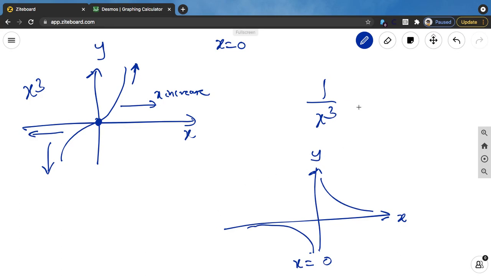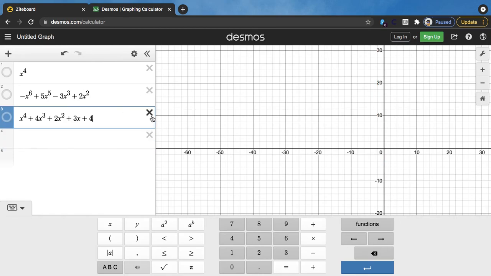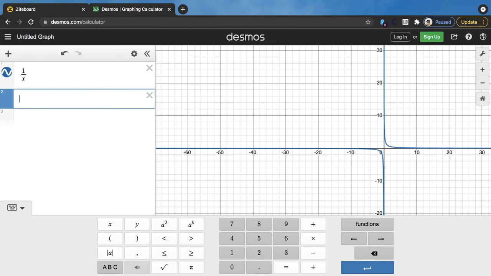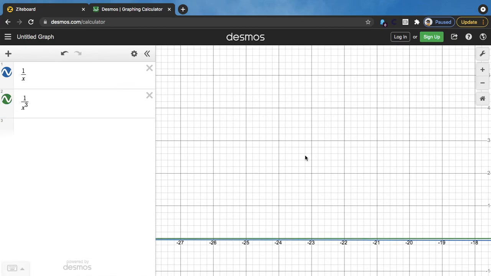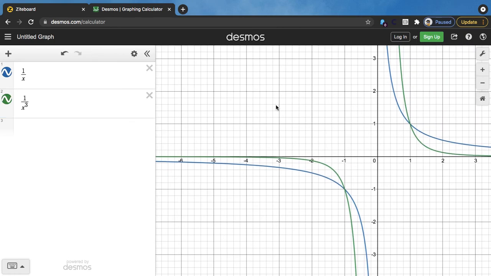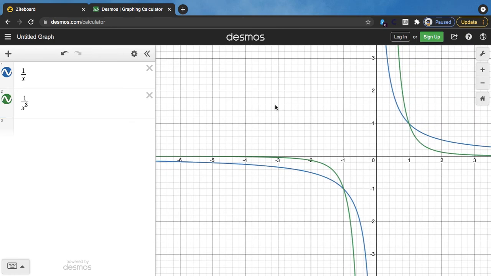If you compare, 1 by x cube is looking very similar to 1 by x. Now how do we differentiate? Let's graph that and check. Let's graph both 1 by x. Some of you must have already guessed it, but let's see. 1 by x cube. And let's zoom in to the region to be able to see what the difference is. Yeah, the behavior is the same, but what are you seeing? The blue graph is closer to the y-axis than the green graph.